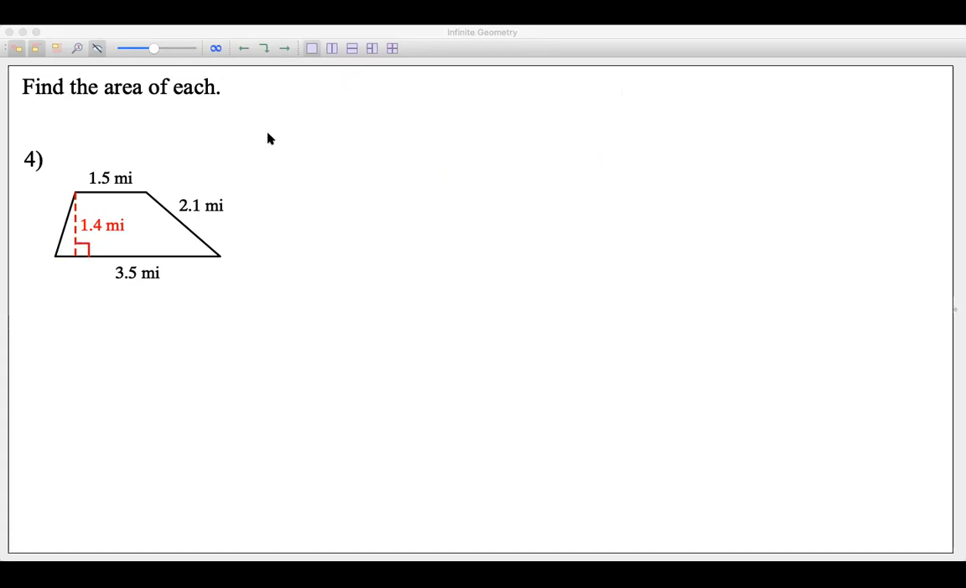All right, number 5. Get out of here. Why are you in the way? Height divided by 2. Well, you got to plug in the numbers and do the math. Yes.